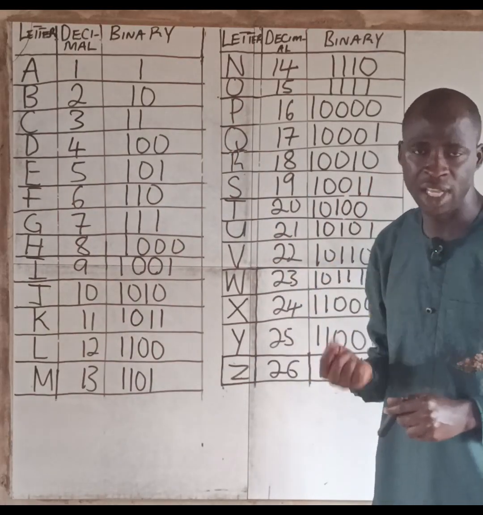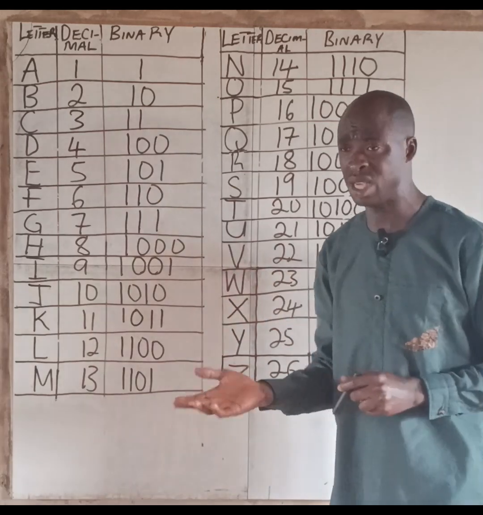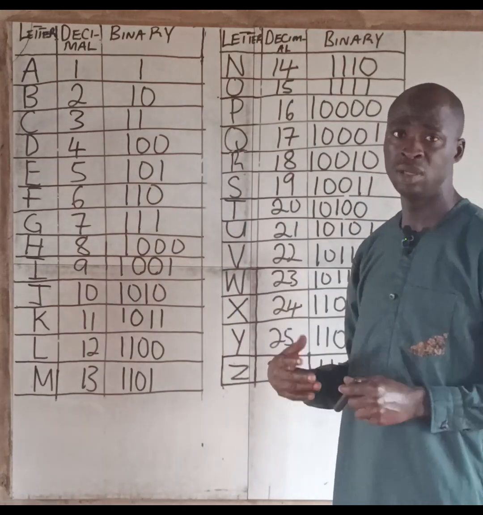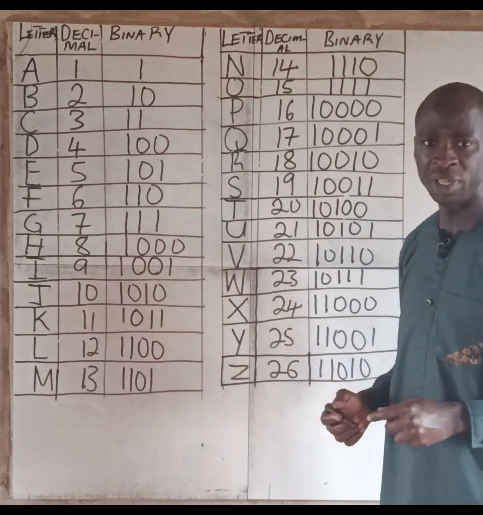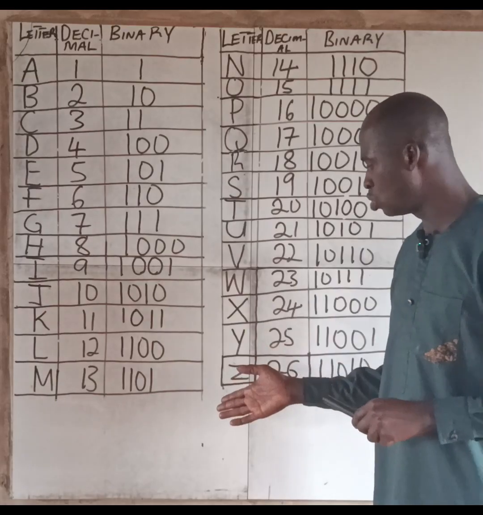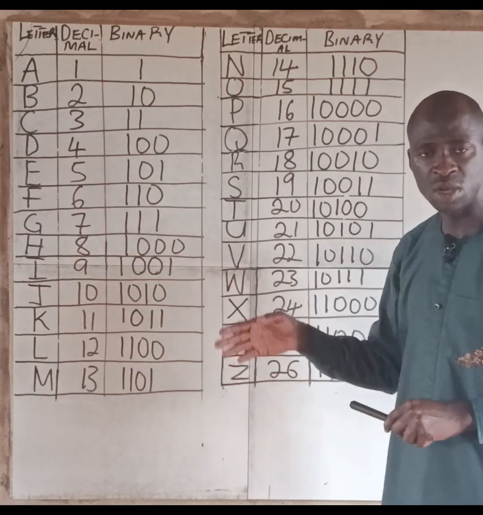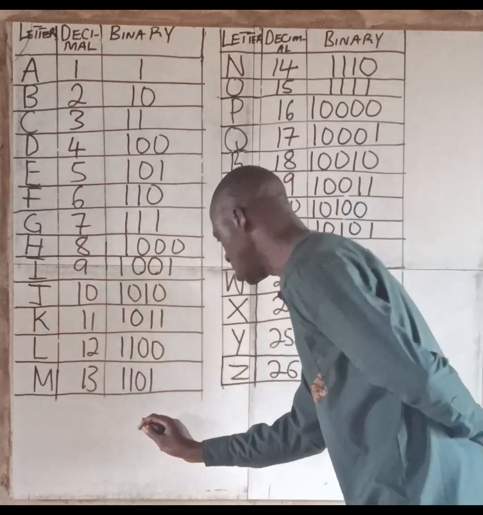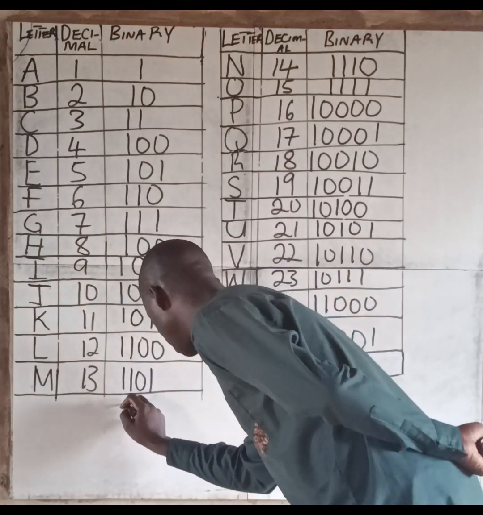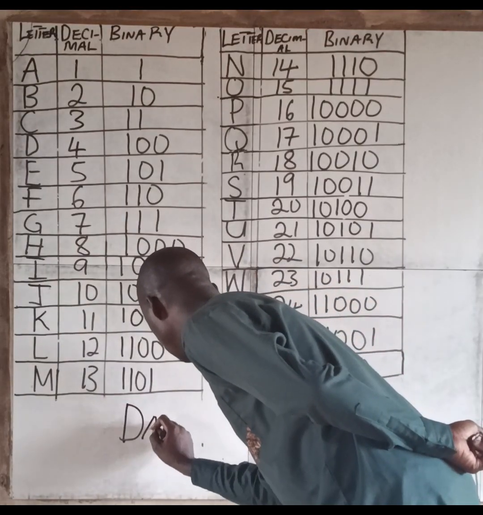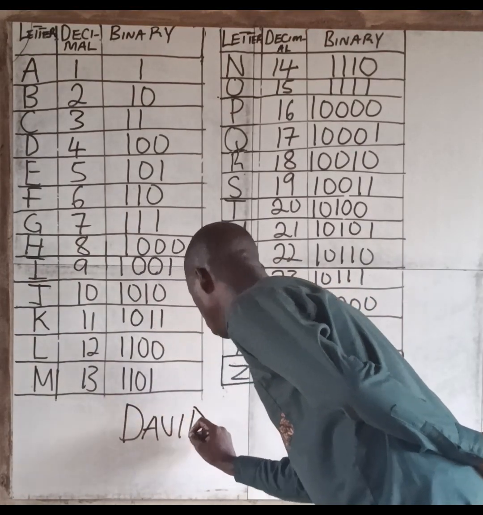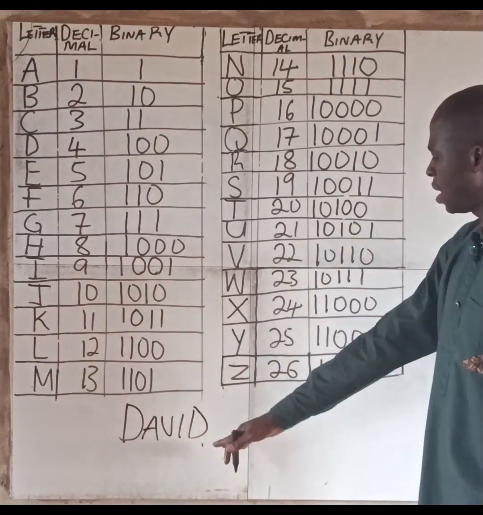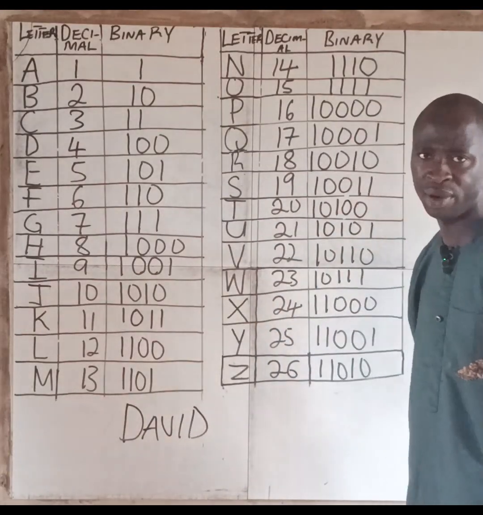Now, I want to spell my name. At the end of this topic, like I earlier said, you should be able to apply binary in your everyday life. You'll be asked to write your name using binary code. Now, my name is Master David. Okay. So you can see for yourself, I'm being asked to write David in binary code.